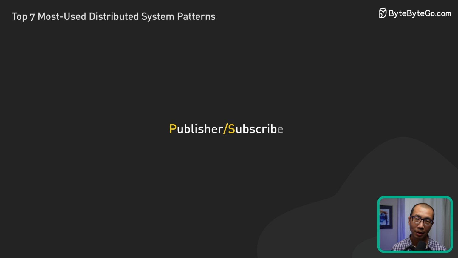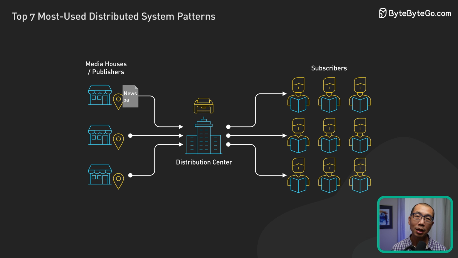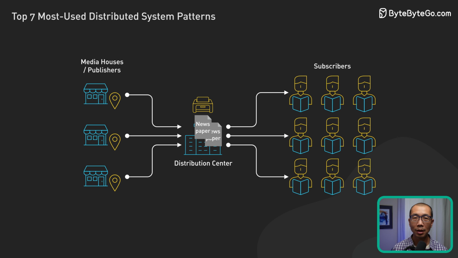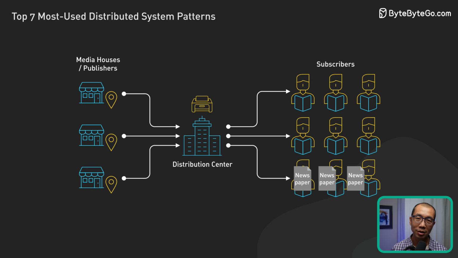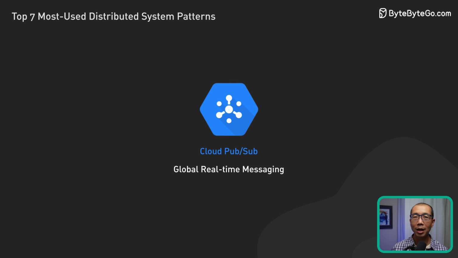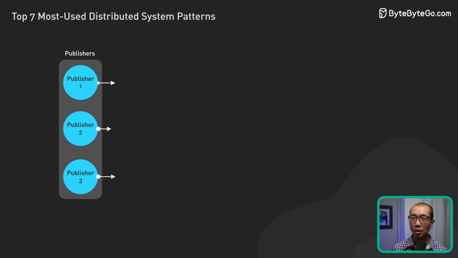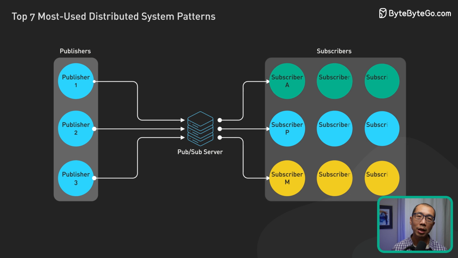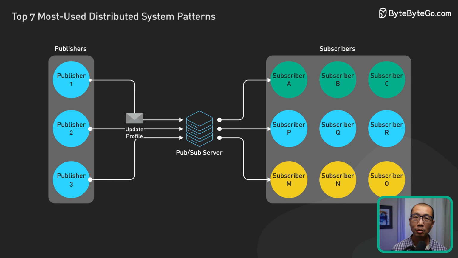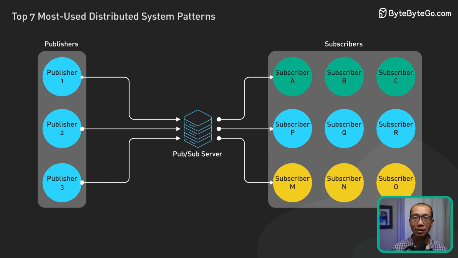Next is Pubsub. The publisher-subscriber pattern is like a newspaper delivery service. Publishers emit events without knowing who will receive them, and subscribers listen for events they are interested in. This pattern allows for better scalability and modularity. For example, Google Cloud Pubsub enables asynchronous messaging between services, making it easier to maintain and scale complex applications. Pubsub systems are well suited for scenarios where we need to propagate changes or updates across multiple components. For example, updating a user's profile across various services.